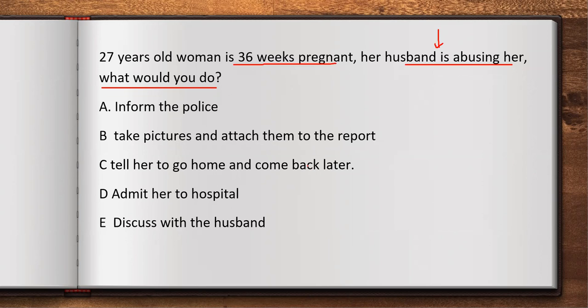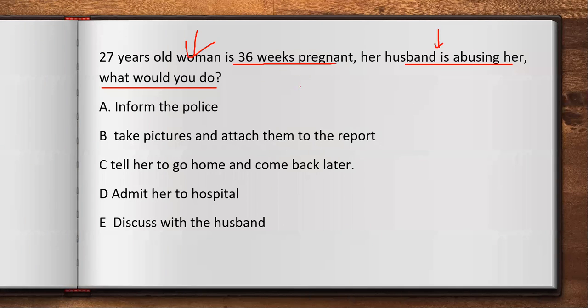Now remember one thing, domestic abuse, you should never ever inform the police by yourself. That's the first thing, because I know that most of you who don't have the idea about how we deal with domestic abuse will choose this one. Only if the patient wants to inform the police, then you can do it, or you can give the number of the police to her. She can contact the police, but you by yourself, without any consent from the patient, you don't inform the police for domestic violence. Clear?